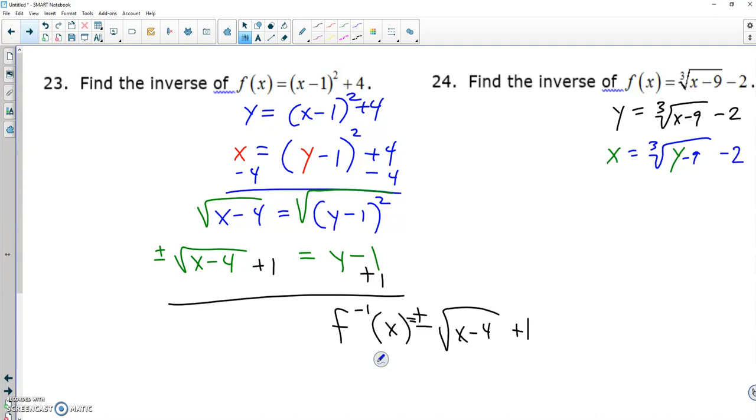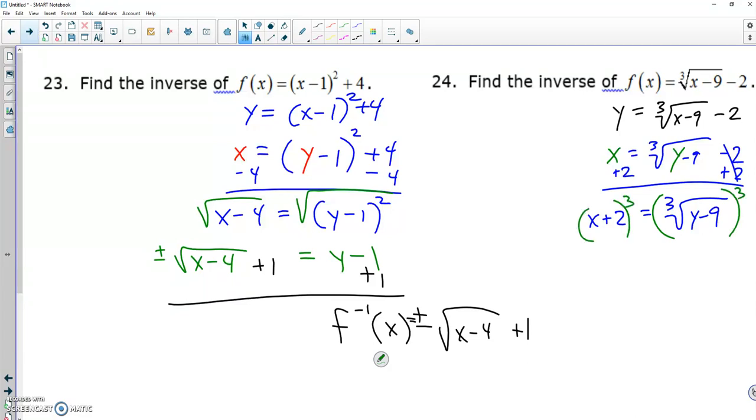We're going to solve this basically in the same order. So add 2 to both sides. Those cross out, so we have cube root of y minus 9 equals x plus 2. And then to undo the cube root, we have to raise this to the third power. The third power cancels out the cube root because they're inverses of each other.